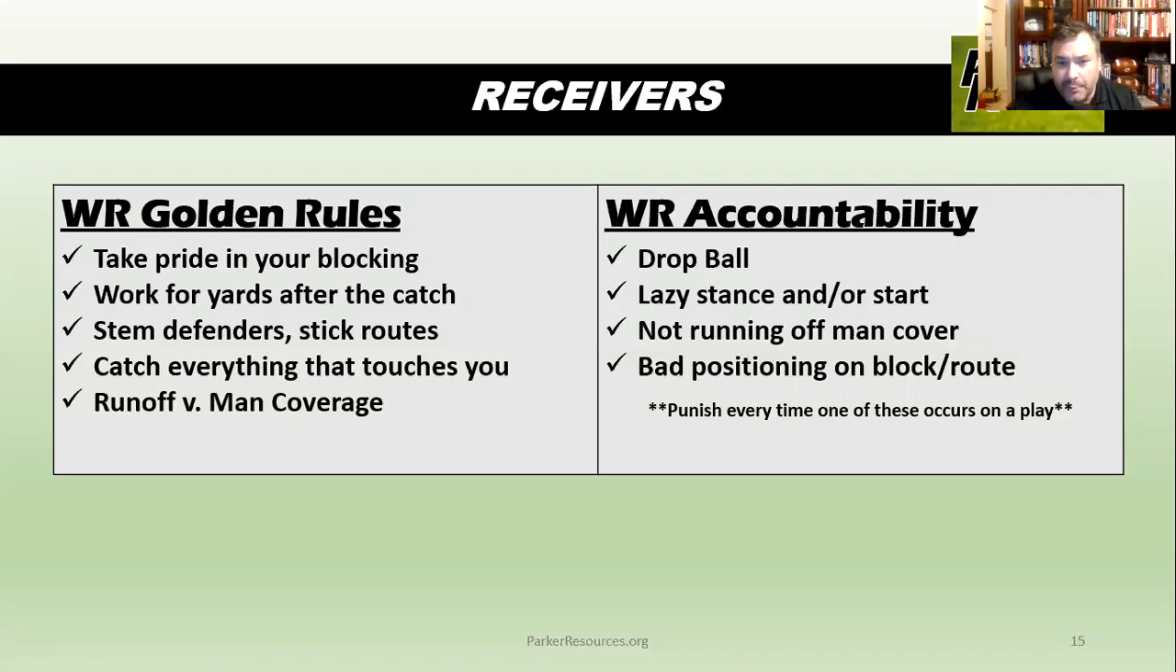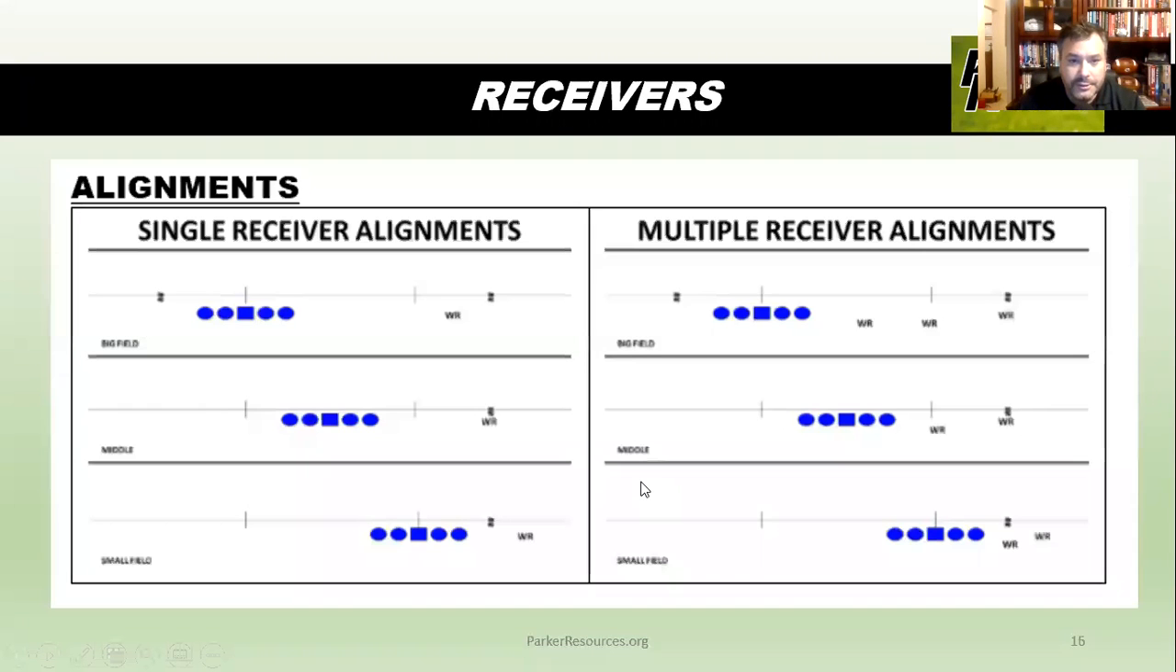What's the wide receivers accountable for? What are the things we're getting onto them for? Dropping the football, obviously, we got to catch things that get near us. Bad stance to start. Something about that just reeks bad football, and we did it occasionally too. I'm saying you won't find some film of us, but get your receivers in a good stance, like they want to be out there, and a great get off. If they're not running off versus man, we're gonna get on them. And if they're bad positioning on their blocks, or on their routes, are just not where they're supposed to be, then we're gonna get on them.